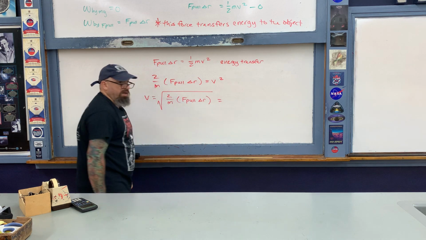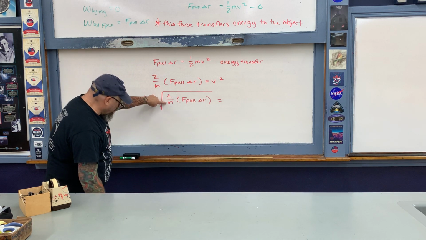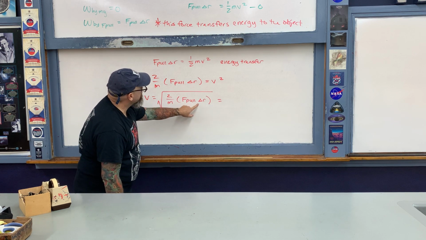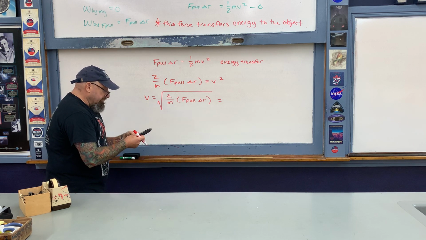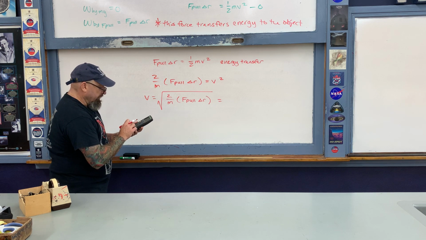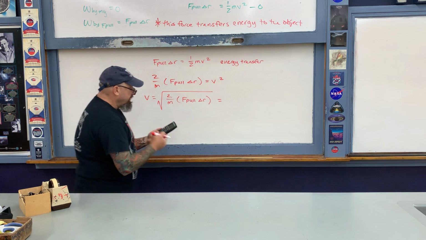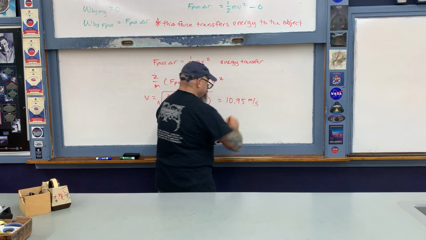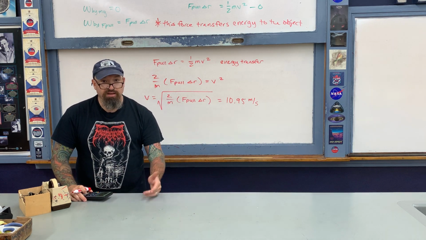Okay, and now I can plug in my numbers. So we have, first of all, 2 divided by 1 kilogram, so just 2, and then multiplied by 20 newtons, and then multiplied by 3 meters. Take the square root of all of that. So I'll plug in my numbers now in my calculator. 2 times 20 for the force, and then multiply by 3 meters. Take the square root of all of that, and it comes out to be a speed of about 10.95 or so meters per second. Once again, we could have done this problem by using F equals ma and some kinematics.